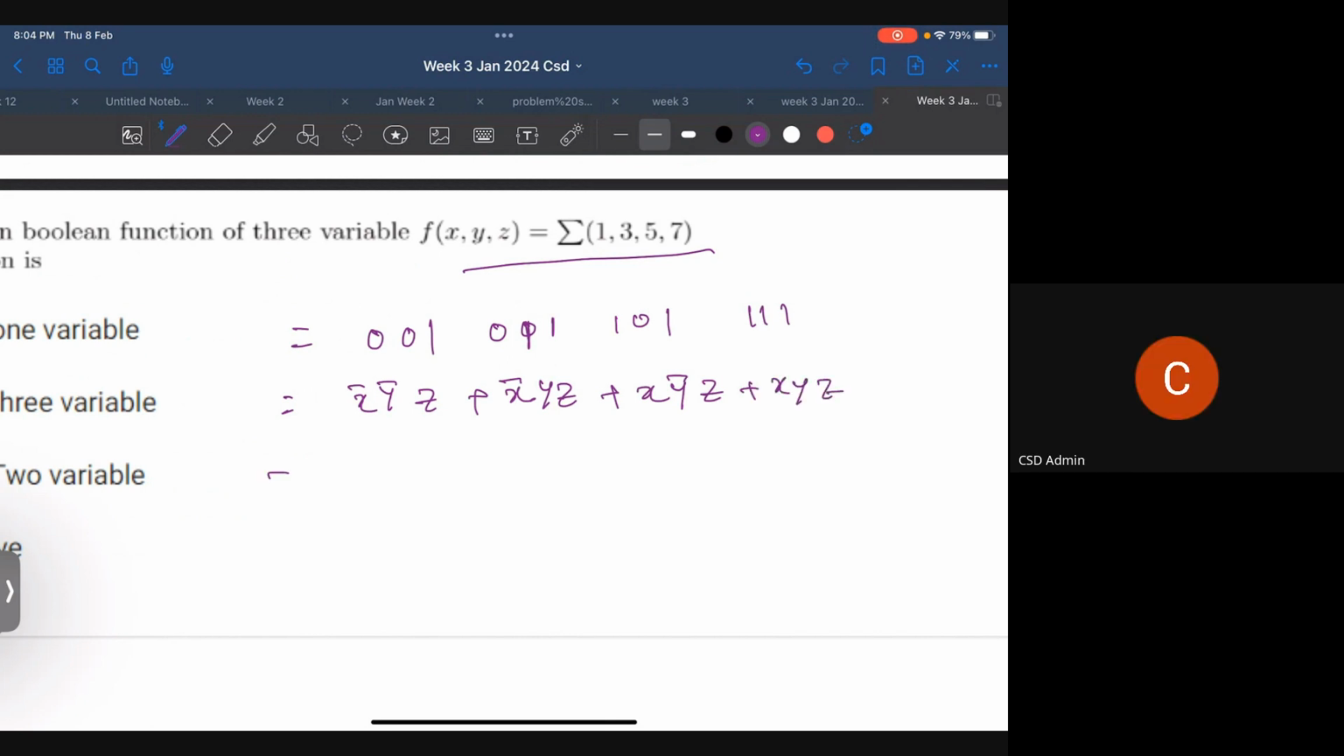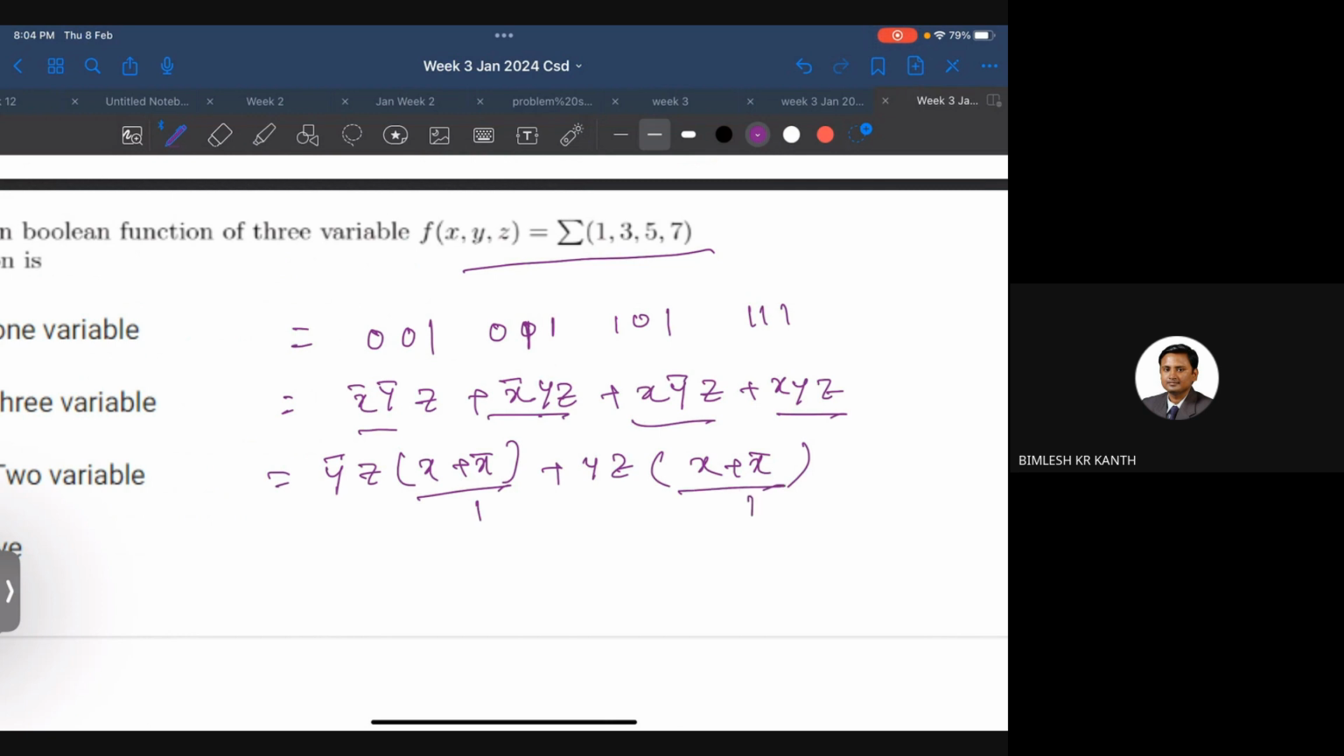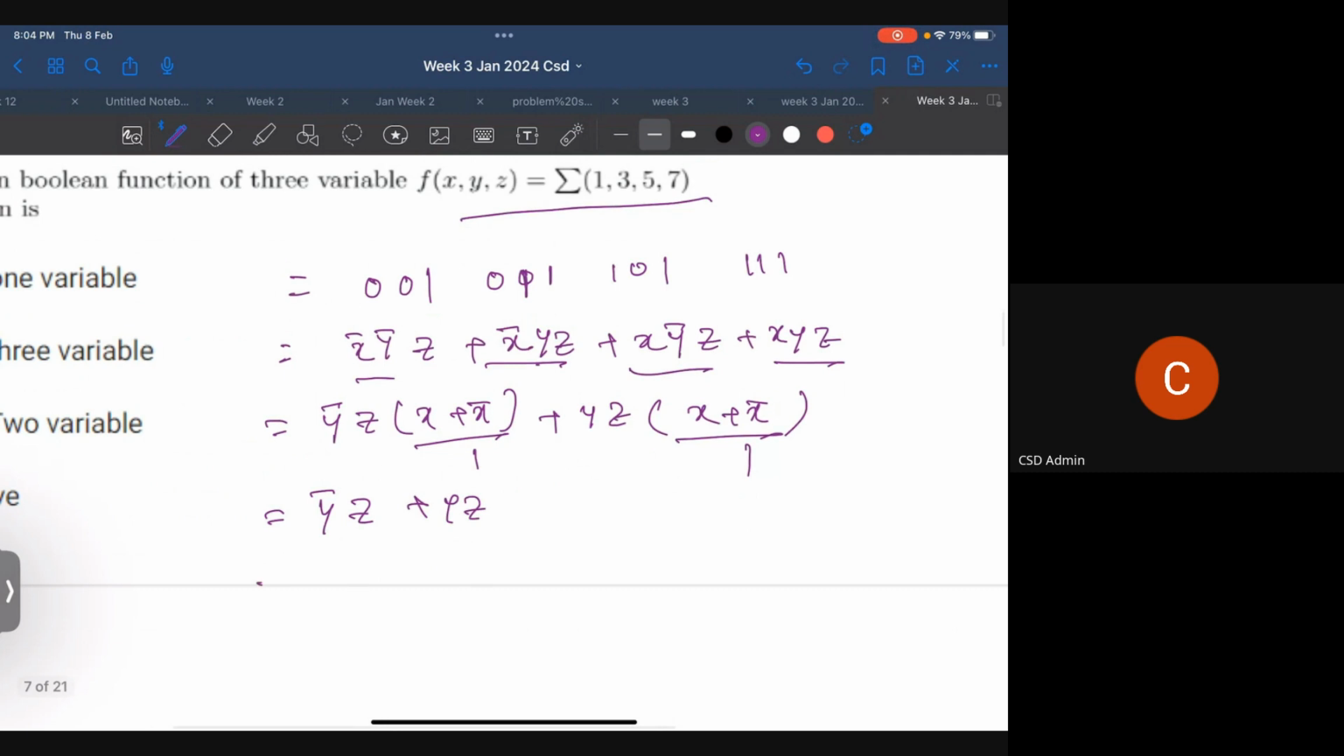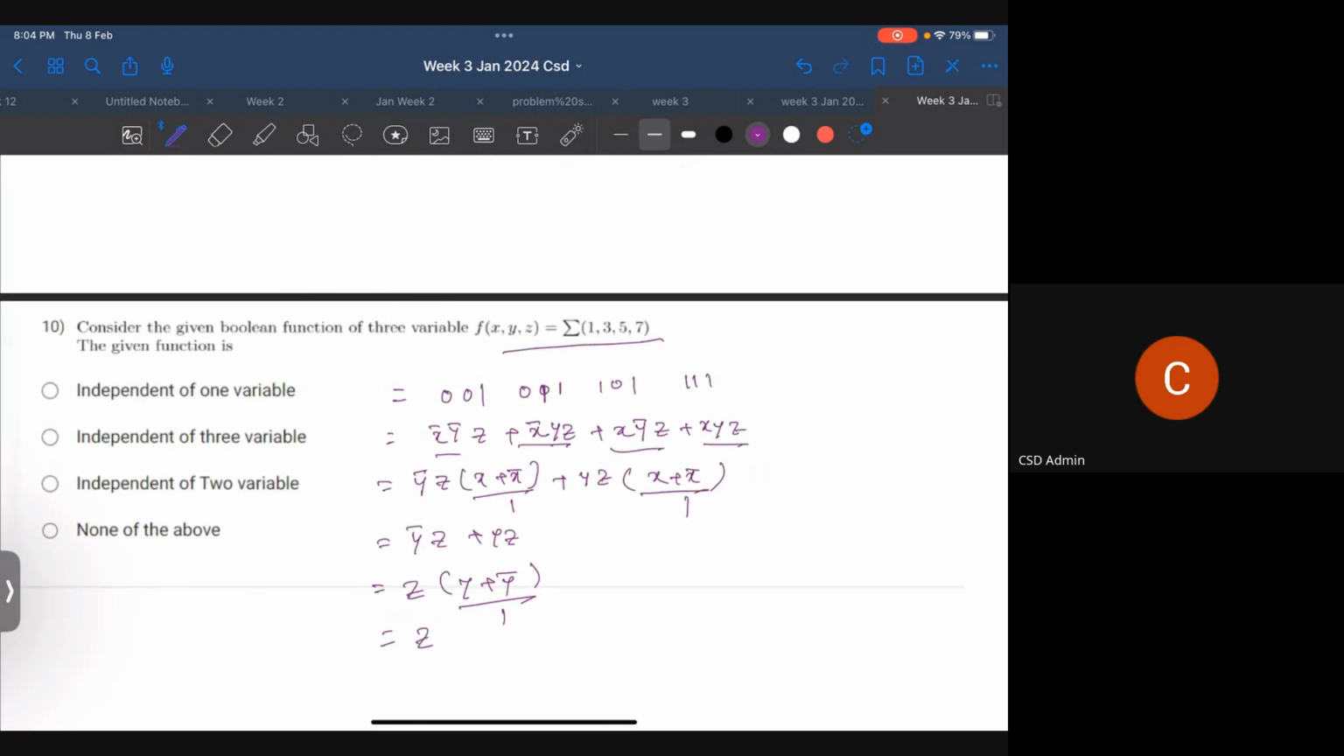Now you can see that you can take common y bar z from this and this, and you will get x plus x bar. Now we can take common yz, this and this, and it will be x plus x bar. So x plus x bar is 1, and we get y bar z plus yz. Now you can take z common, y plus y bar will be 1, so it will be z. So you can say that it is independent of two variables.